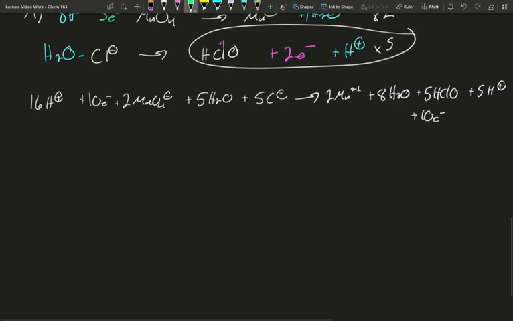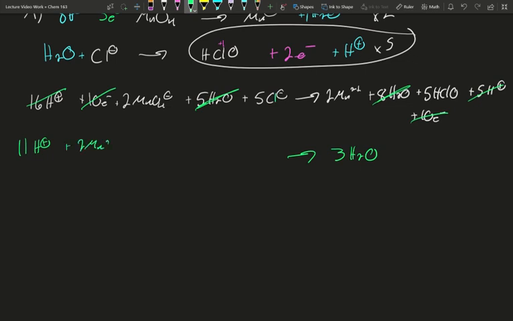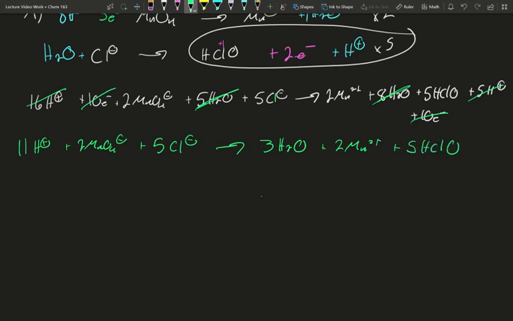Let's start canceling some things. My electrons can go away on both sides. 5 H pluses out of 16 is going to leave us 11 H pluses. My waters, I have 5 and 8, so I'm going to take 5 off each side. That's going to leave us 3 waters over here on the product side. And none of the other materials cancel. So that's going to be 2 MnO4 minuses, 5 Cl minus. All that goes on to make the 3 waters, the 2 Mn2 pluses, and the 5 HClO.